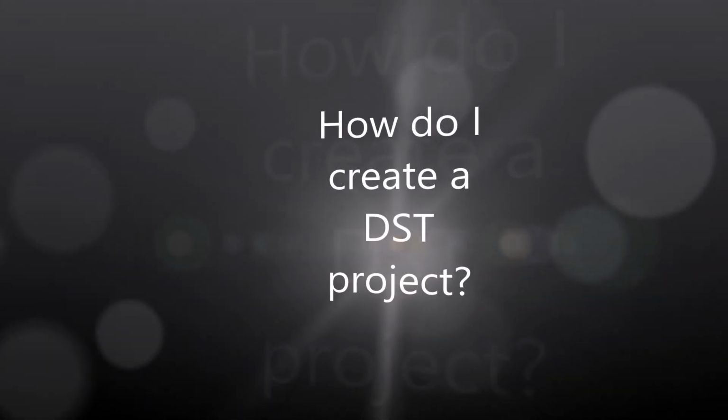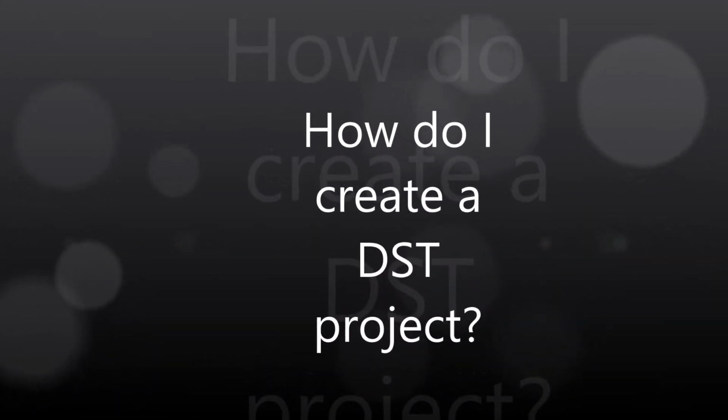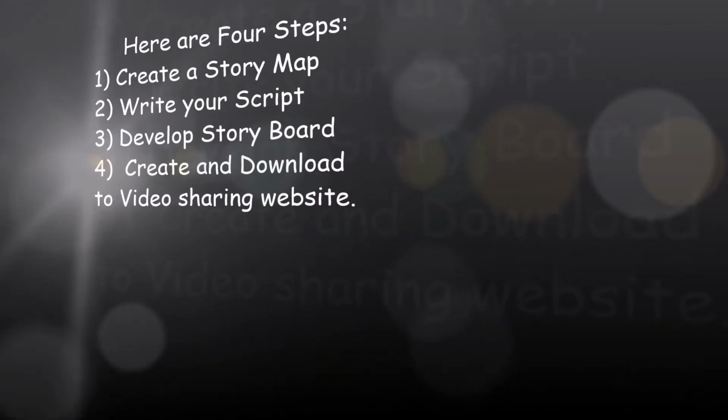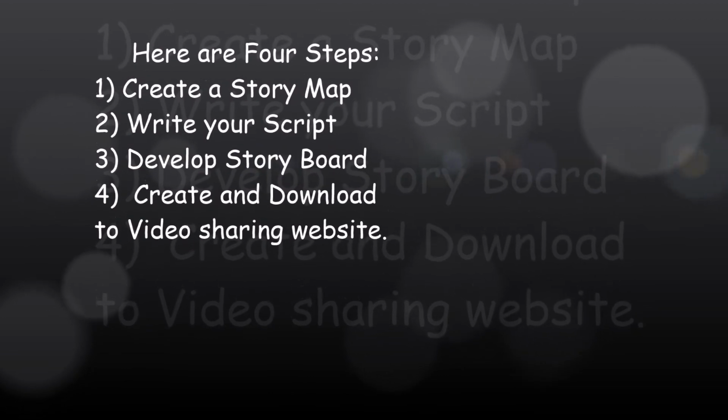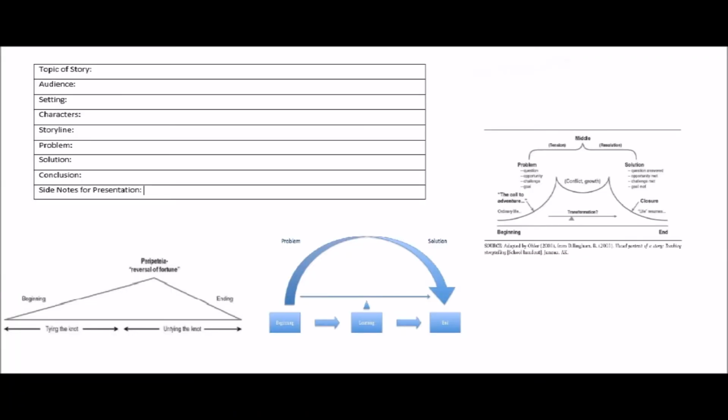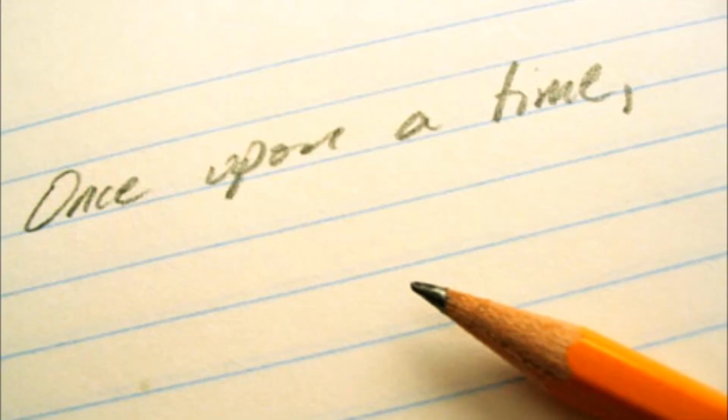So you may be wondering, how do I create a DST project? Well, by following these 4 steps, one will be able to master the skill of DST filmmaking. The first step, create a story map. The story map is the area in which you will develop, research, and plan your DST project. The images below are different story maps which you can follow to develop your project.